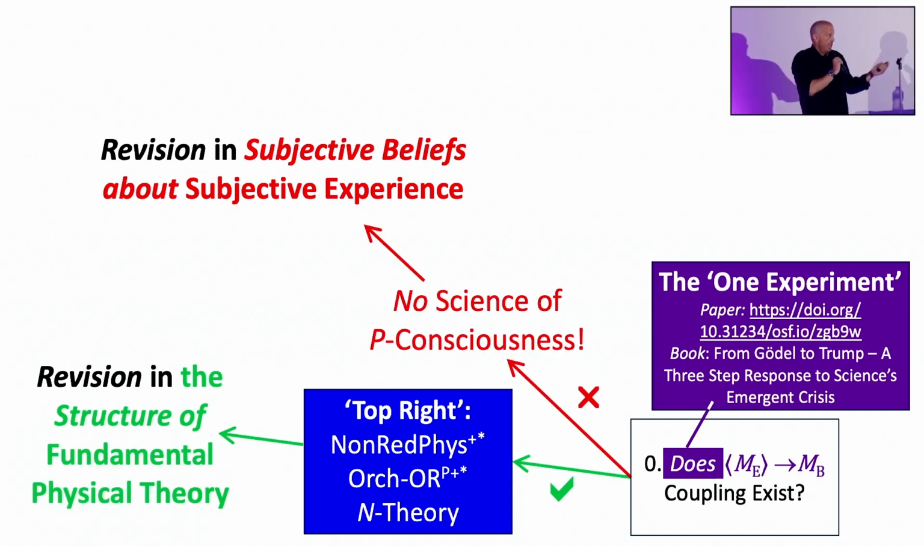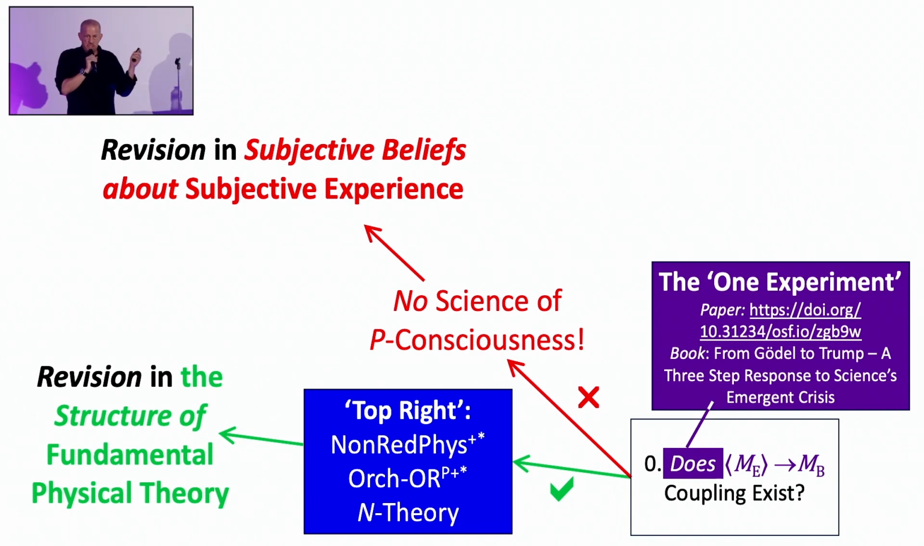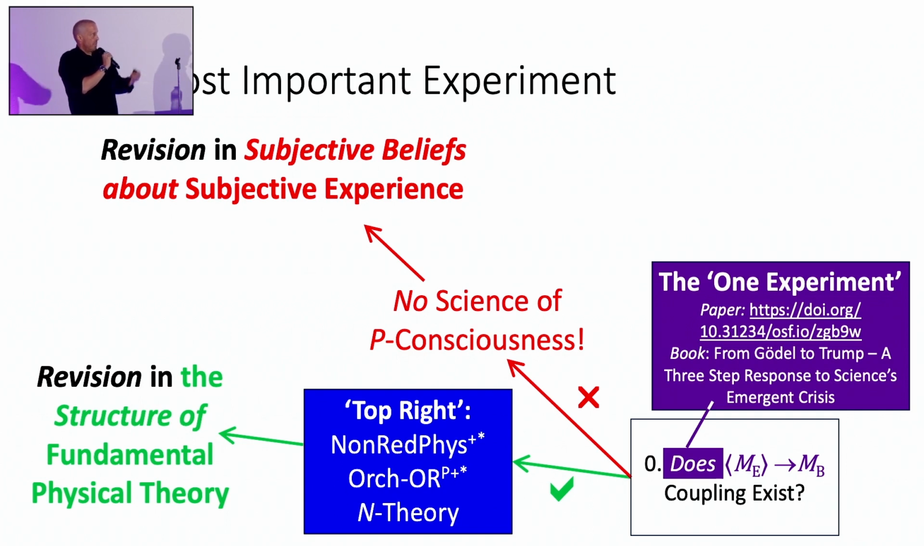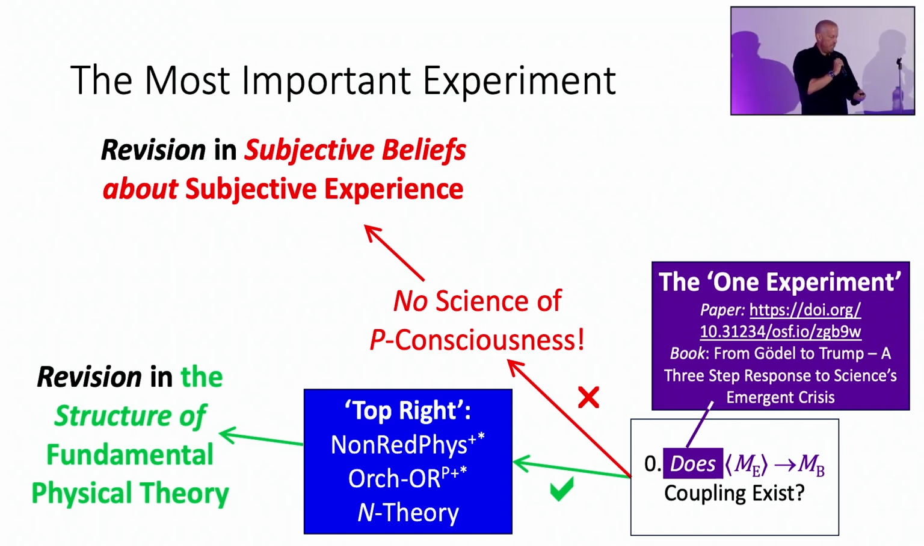Going the other way, if the experiment shows that there isn't such coupling, then we have no science of P-consciousness. We have to revise our subjective beliefs about subjective experience, and this is one of the reasons why I think this is the most important experiment, because either way, we get radical insight. But over and above that, it's necessary to found the whole field on a solid experimental basis.